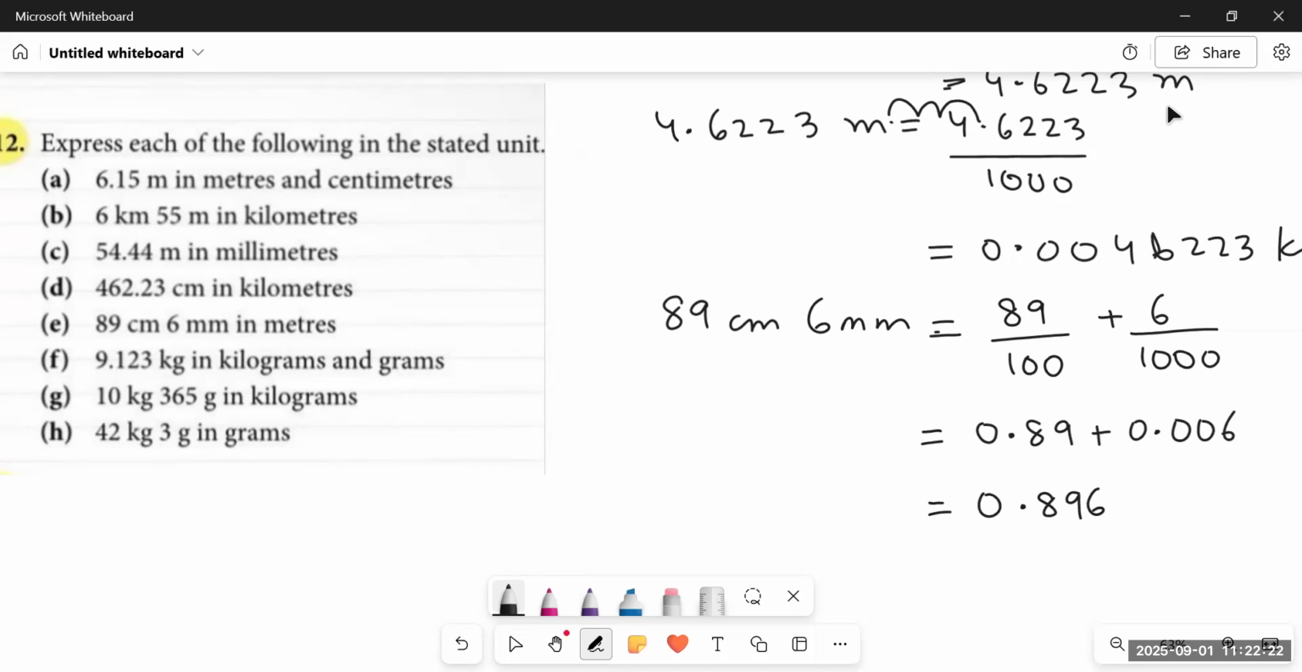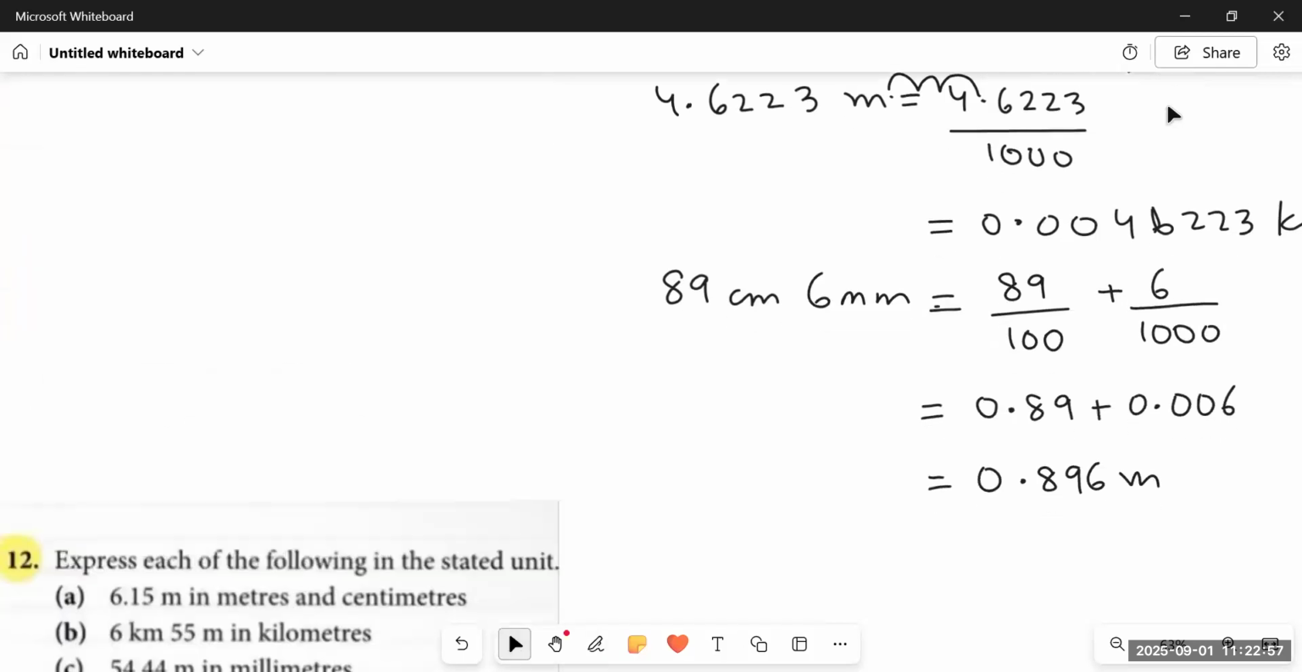Now let's move to the next question, where we have to convert kilograms into kilograms and grams. So again, we are going to do the same thing as we did in part A. That is, we keep the whole part as it is. That is, 9 would remain in kilograms, but we are going to convert 0.123 into grams. That's all. So, the unit of this one would be meters.